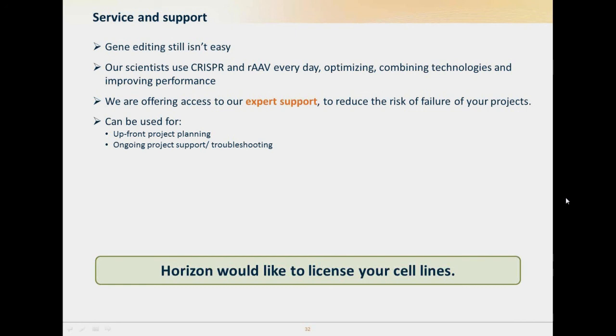And one other thing I'd like to mention is that because Horizon has a very broad menu of cell lines that are available, we are very actively interested in licensing back any cell lines that you develop. So in terms for a royalty and also for genomic validation of the cell lines that you provide us, we'd be very interested in working with you on anything that you put together.